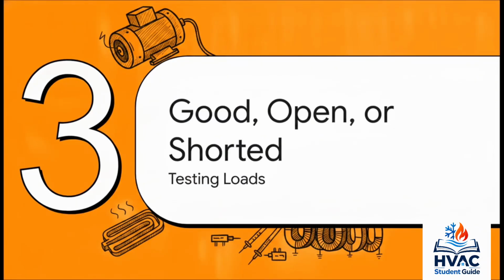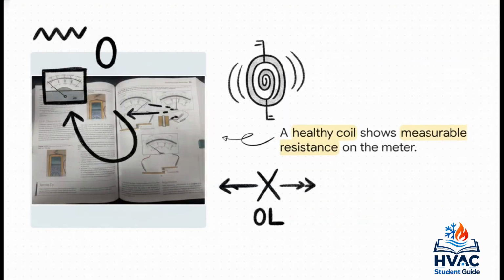Which brings us to Section 3, loads: good, open, or shorted. Take a close look at how this brilliantly illustrates the physical difference between our readings. On the top left, a dead short across closed contacts reads exactly 0 ohms. On the bottom right, an open contact reads infinity, or OL. But look closely at the top right. A healthy coil is showing actual measurable resistance on the needle.